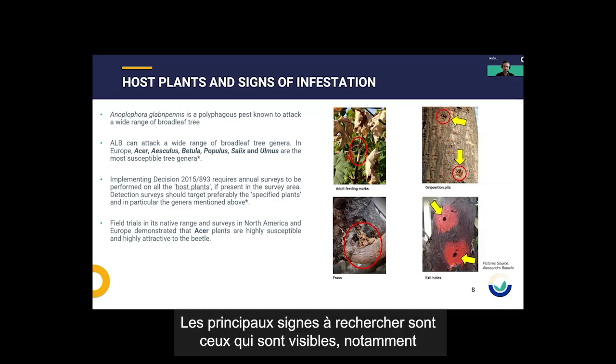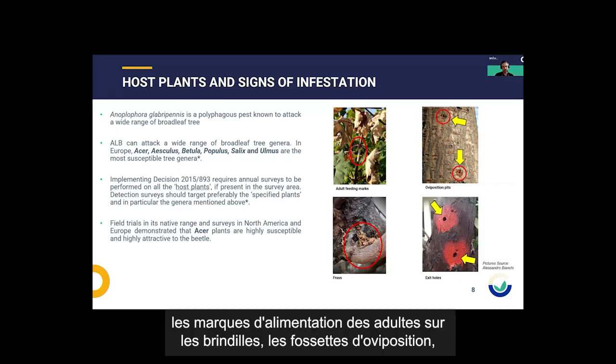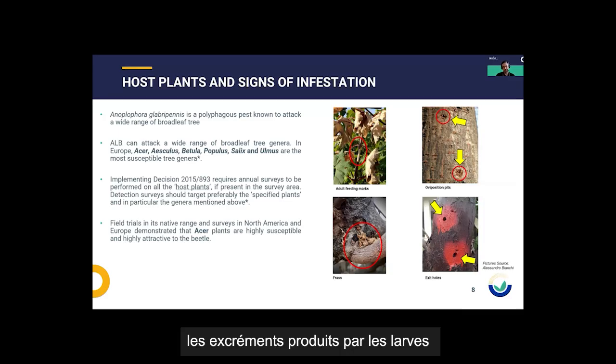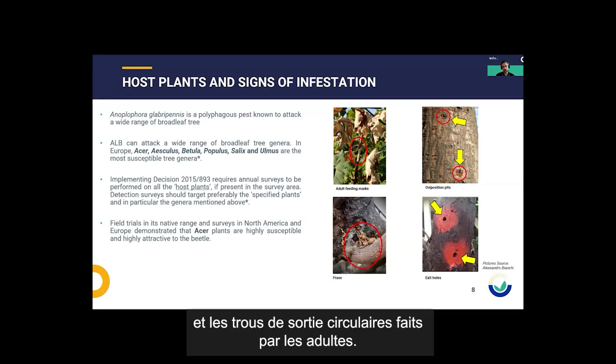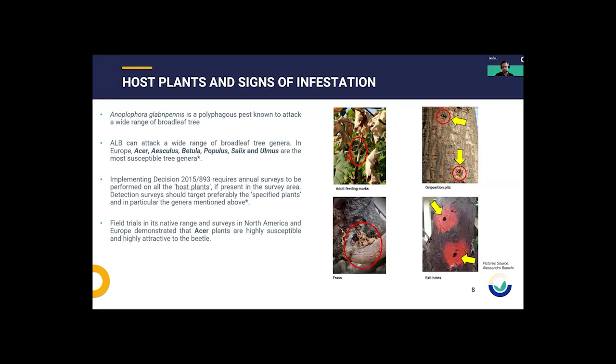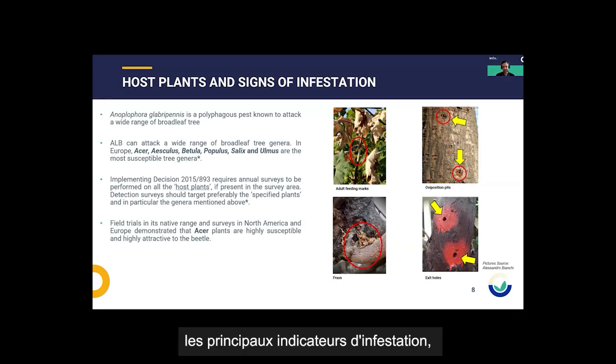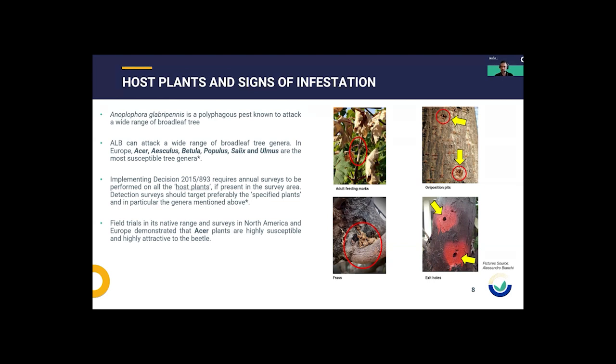The main signs to look for are the visible ones: adults' feeding damage on twigs, oviposition pits, the frass produced by the larvae, and the circular exit holes made by the adults. These are the key indicators of infestation, as you can see in the pictures.